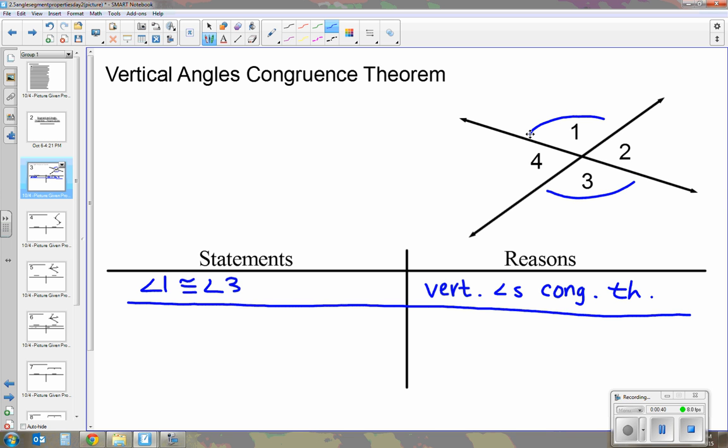Well, we also have another set of congruent angles, or vertical angles, which is 4 and 2. 4 and 2 are vertical, so they are congruent. So we can also state that angle 4 is congruent to angle 2 because of the vertical angles congruence theorem. So we actually could write two statements down just from looking at this picture, and that we can see that we have vertical angles.